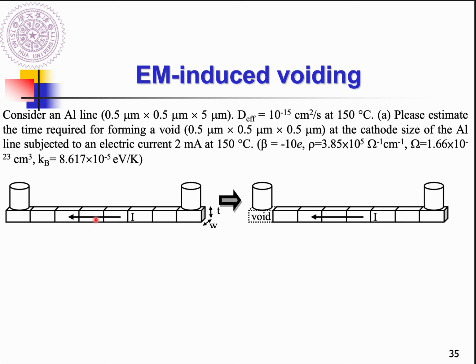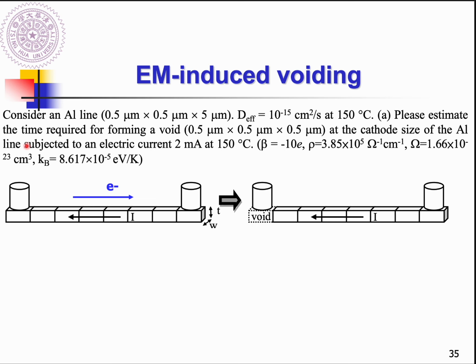So when you try to draw the picture like this, an alumina line with 5 micrometer times 0.5, and we got a current passing through with 2 milliamp current, right? And so the electron flow will go this way. And why do I know there's an EM effect? Because it said there's a void formed at the cathode. Based on this informational clue, I know there's an EM effect, and this void definitely is EM-induced voiding. Okay, so now how much time is required for forming this void?